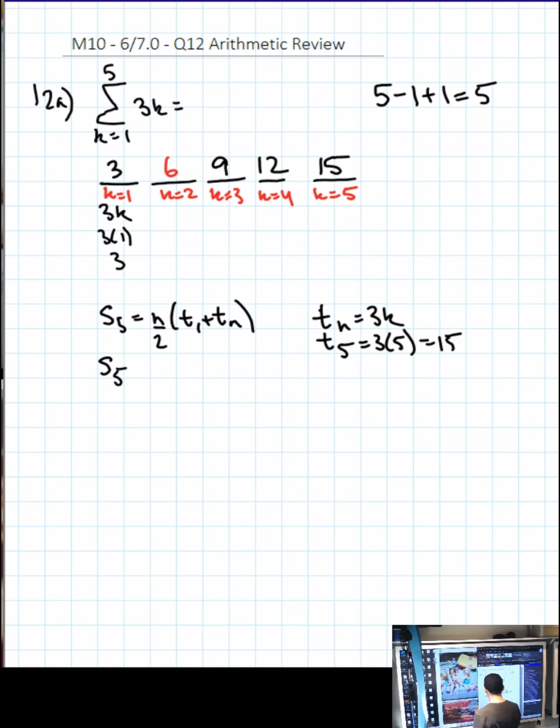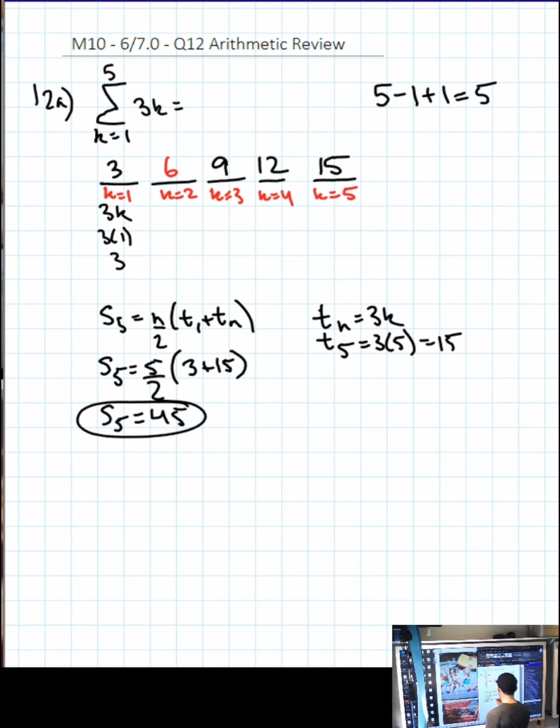So S5 equals 5 over 2, the first term 3 plus the last term 15. S5 equals 3 plus 15 is 18. 18 times 5 over 2 is going to be 45.